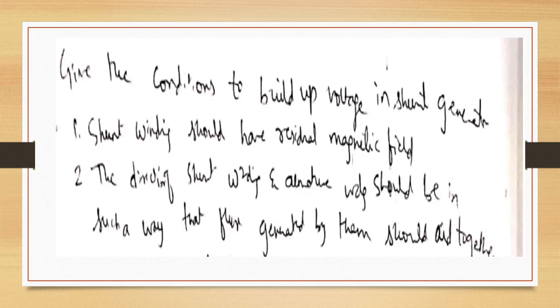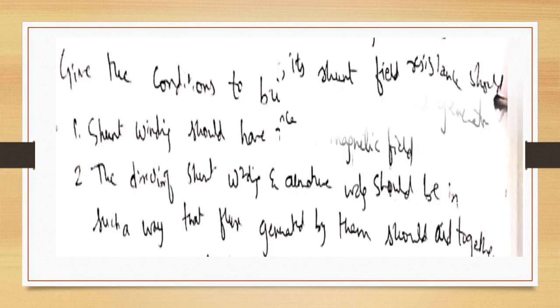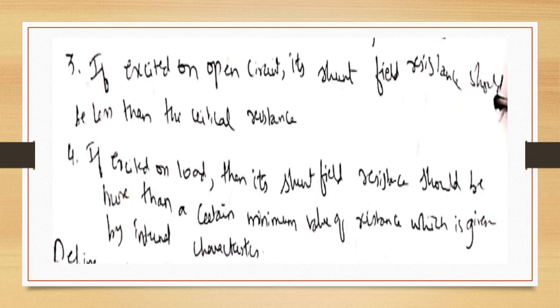First point is shunt winding should have residual magnetic field. Second point is direction of shunt winding and armature winding should be in such a way that flux generated by them should aid each other. Third point, if excited on open circuit, then its shunt field resistance should be less than the critical field resistance. If excited on load, then its shunt field resistance should be more than a certain minimum value of resistance, which is given by internal characteristics.